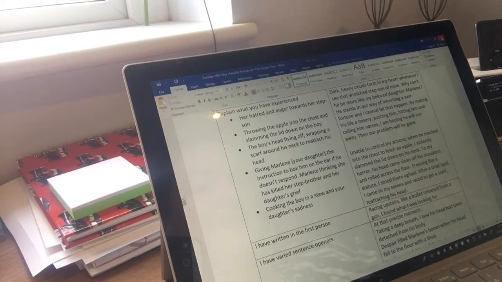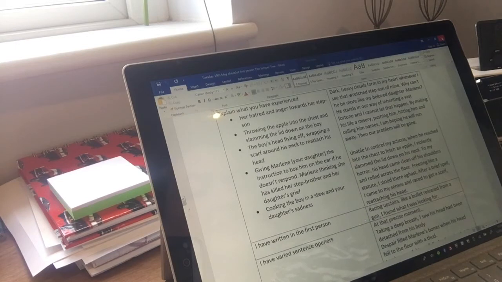Then my next paragraph is: unable to control my actions when he reached into the chest to fetch an apple, I violently slammed the lid down on his neck. To my horror, his head came clean off his shoulders and rolled across the floor. Freezing like a statue, I stood there aghast. After a brief spell, I came to my senses and raced to get a scarf, reattaching his head.